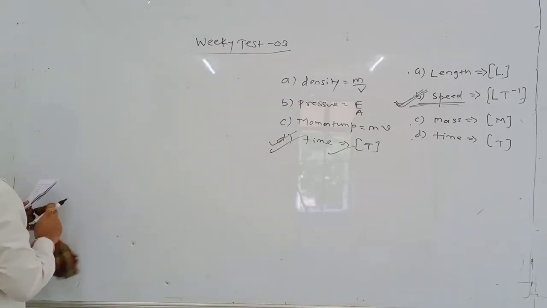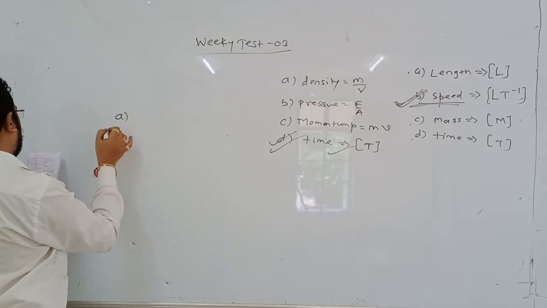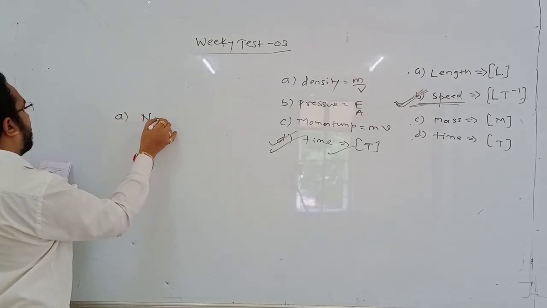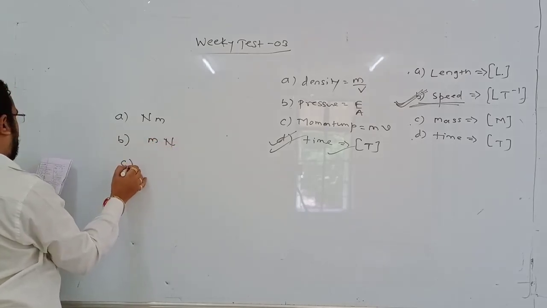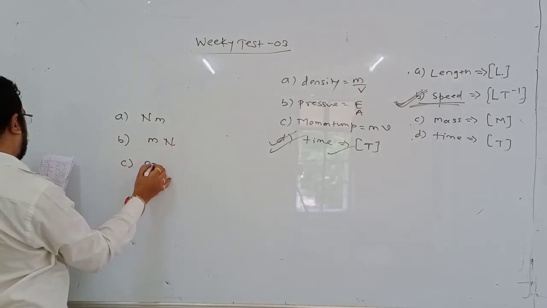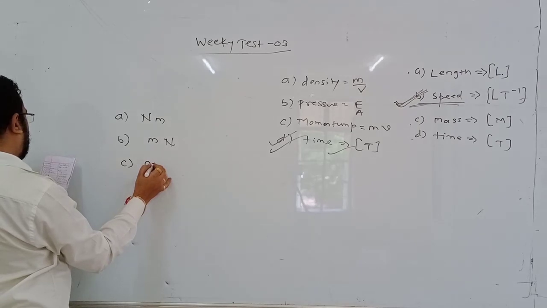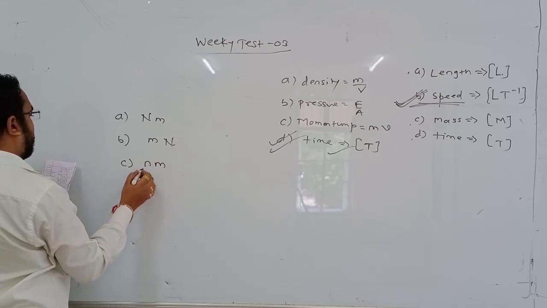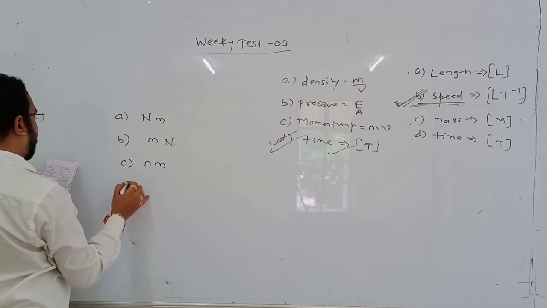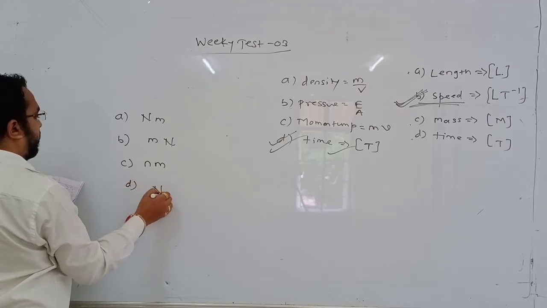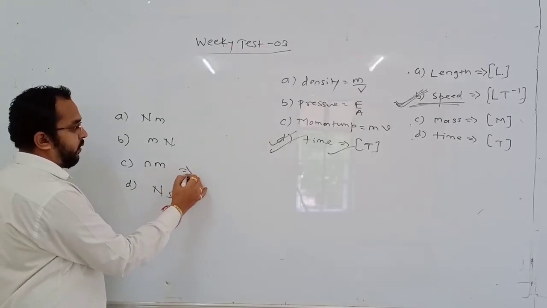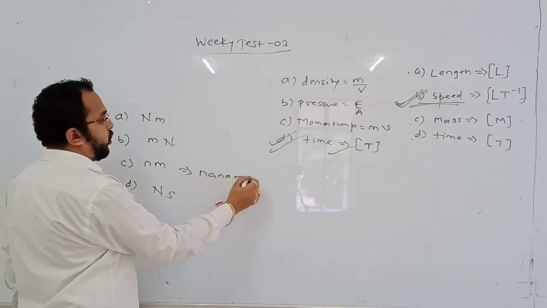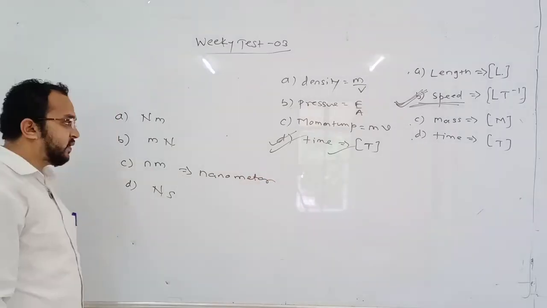So option A is Newton meter. Option B, millinewton. Option C, nm, nanometer. Option B, Newton second. Now see, this is nanometer. So nanometer is the unit of distance.